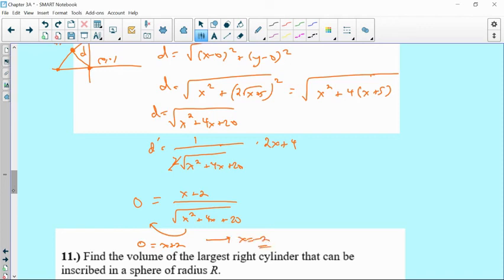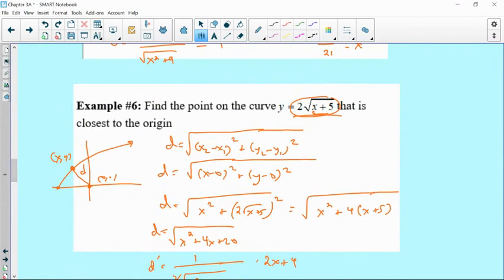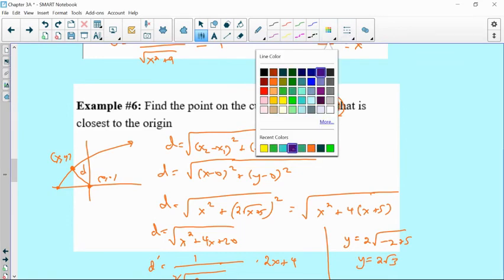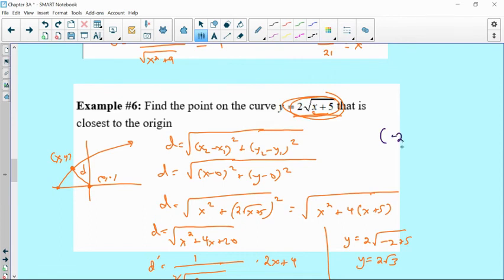Now, I have to go back and read the question. It says, find the point on the curve. So if we know x is negative 2, we also can find the corresponding y value. So y is equal to 2 square root of negative 2 plus 5, which is 3. So y is equal to 2 square root of 3. So my coordinate that is closest would be negative 2, comma, 2 root 3.